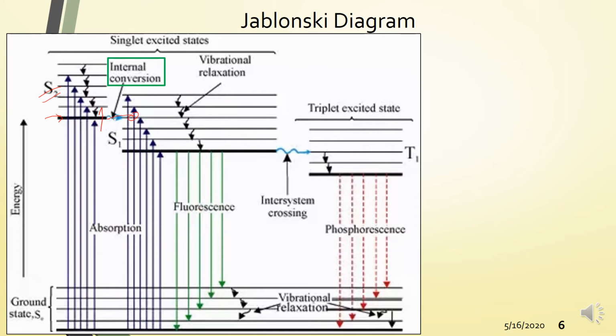Vibrational relaxation, on the other hand, is a non-radiative process by which the upper vibrational levels lose energy and go to the lowest vibrational level within a given electronic state, both of which are very fast, around 10 to the negative 12 of a second.